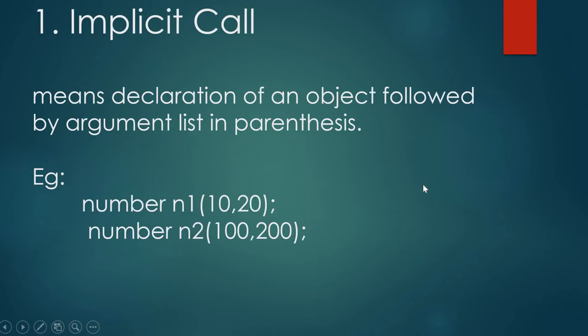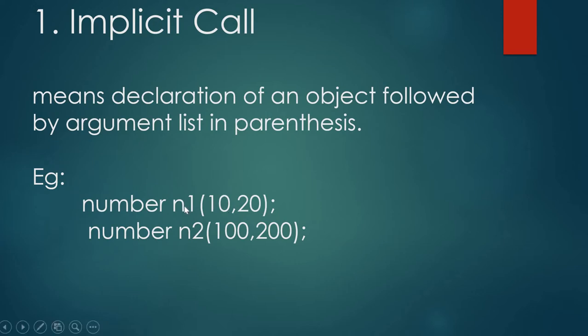First method, implicit call. Implicit call means declaration of an object followed by argument list in parenthesis. Parenthesis means bracket. See, we can consider one example. Number n1, then in brackets 10, 20. This 10 and 20 are the arguments to the constructor.